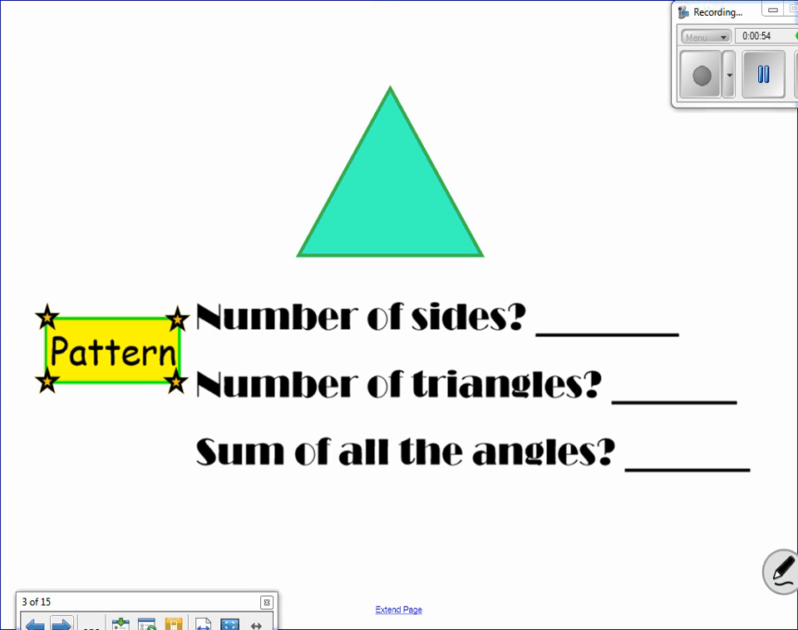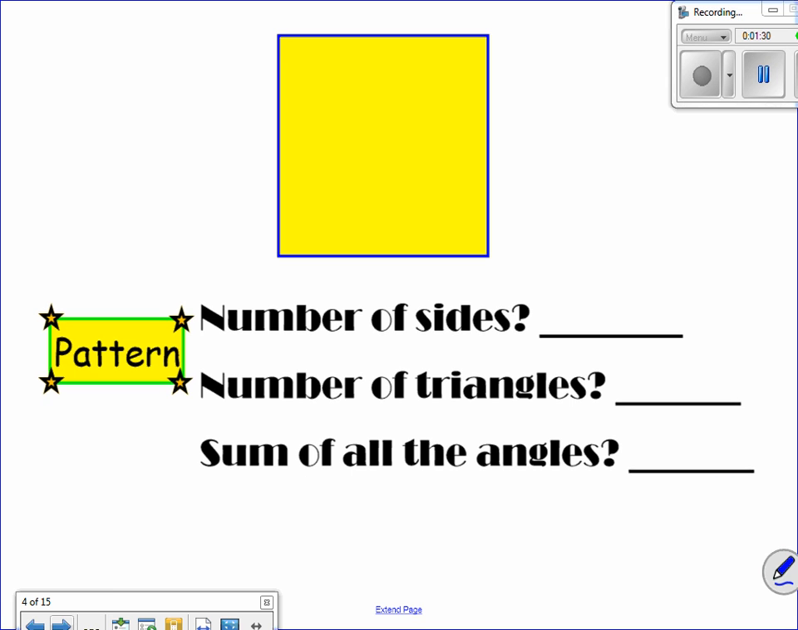All right, first of all, I've got a triangle here. Number of sides: 1, 2, 3. I've got 3 sides. Number of triangles: I see 1 triangle. When I'm counting the number of triangles, I pick one of my vertices, and then I draw a line to each point. How many triangles do I see in there? I see 1 triangle. The sum of all the angles is 180 degrees. There's 1 triangle, so it equals 180 degrees.